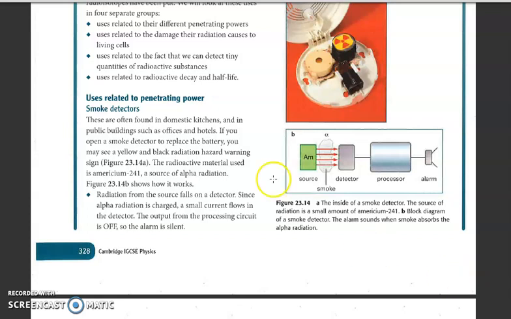If you open a smoke detector to replace a battery, you may see a yellow and black radiation hazard warning sign. The radioactive material used is americium-241, a source of alpha radiation.